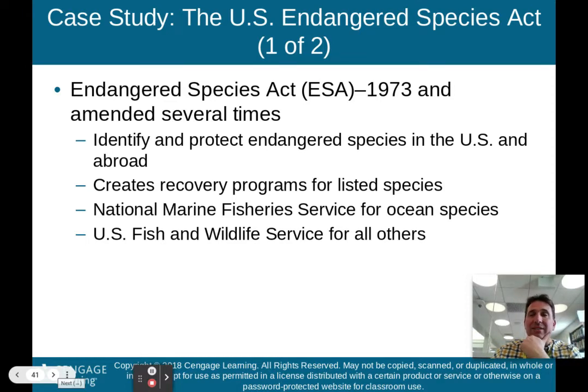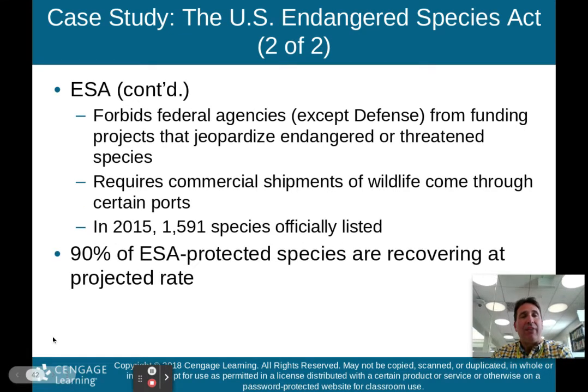The ESA, established in 1973 and amended several times, also forbids federal agencies, except the Department of Defense, from funding projects that jeopardize endangered or threatened species. It requires commercial shipments of wildlife to come through certain ports. Again, this is all the U.S. Endangered Species Act. In 2005, 1,591 species were officially listed on the endangered species list.